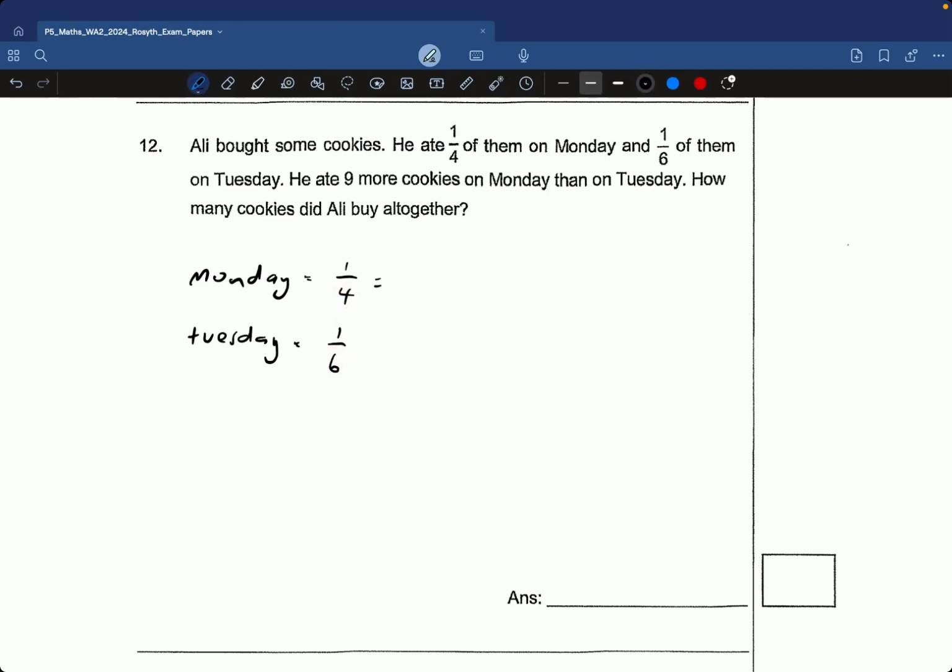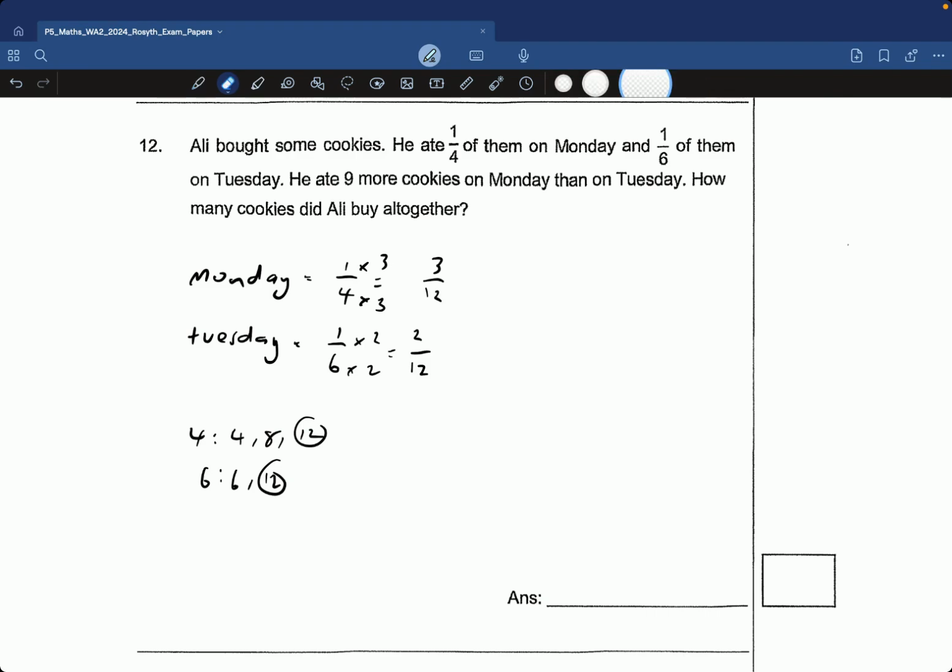So for 1/4, what's the smallest common multiple? If you do 4, it will be 4, 8, 12. 6 will be 6 and 12, right? So 12 is the smallest common multiple. So we multiply this by 3, multiply this by 3, multiply this by 2, multiply this by 2. So this will give us 3 over 12, and this will give us 2 over 12, right?